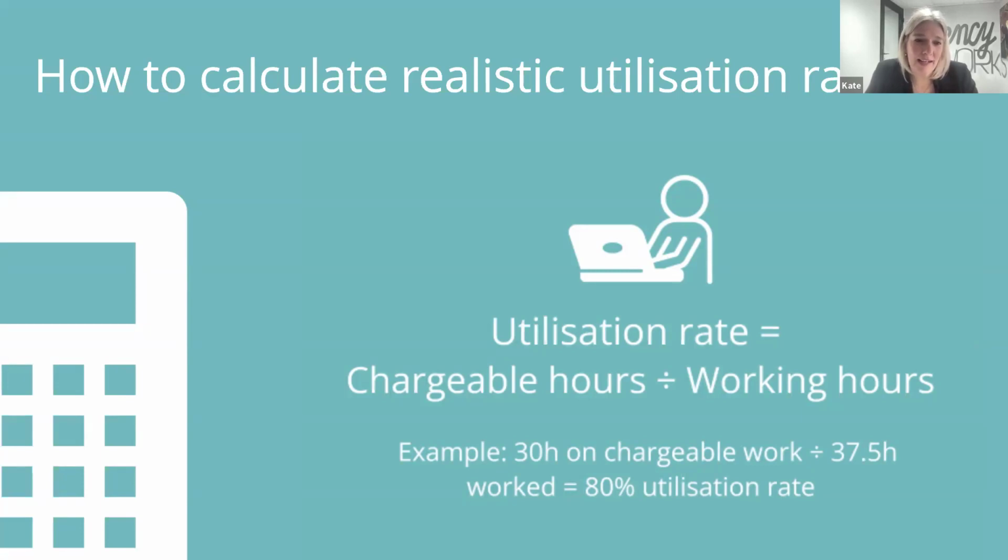Here, if we think somebody can achieve 30 hours of chargeable work per week, we divide that by how many contracted hours we have. In this example, it's 37.5. That gives us 0.8, times that by 100, and it gives us an 80% utilization rate, which, as I mentioned before, I feel is quite high.